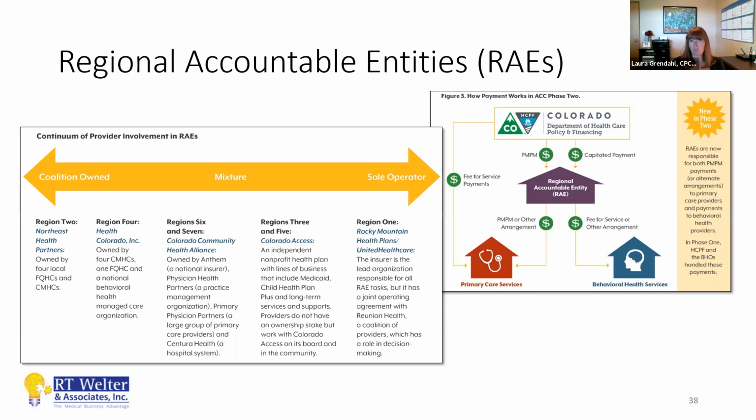This is just a brief overview. The Colorado Association of School-Based Healthcare will be doing a more in-depth webinar later on for RAEs, so if you need to know more about this, please make sure that you register for that webinar. I don't have the exact date, but you can definitely get a little more information at that time.